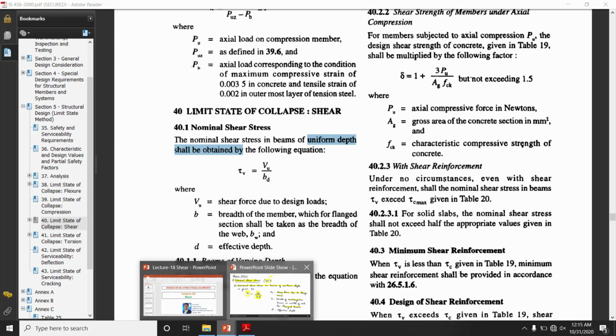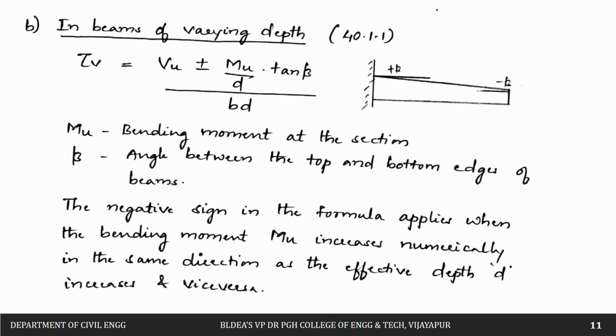If you are going to have varying depth of the beam, then if you see this figure, the beam depth is varying. Here it is less and at the fixed support it is more. If this is the case, how to calculate the shear stresses? It is given by Vu plus or minus Mu by d into tan beta divided by b into d, where Mu is the bending moment at the section, b and d are the cross-sectional dimensions, and beta is the angle between the top and bottom edges of the beam.